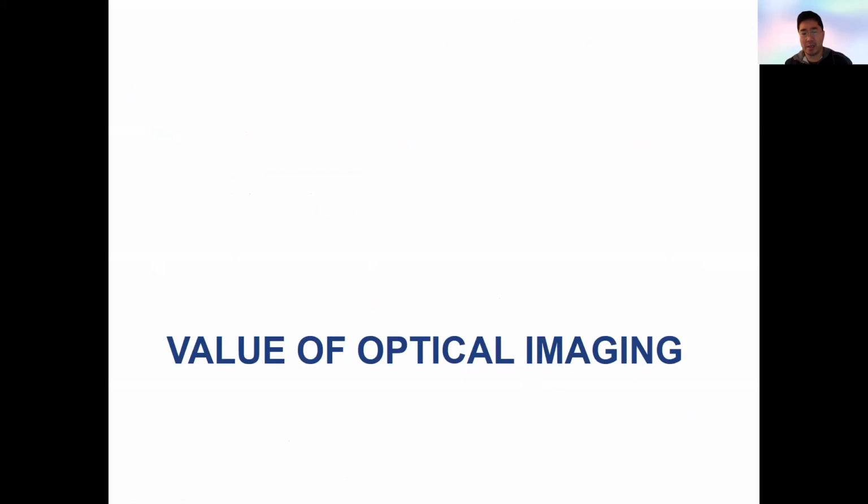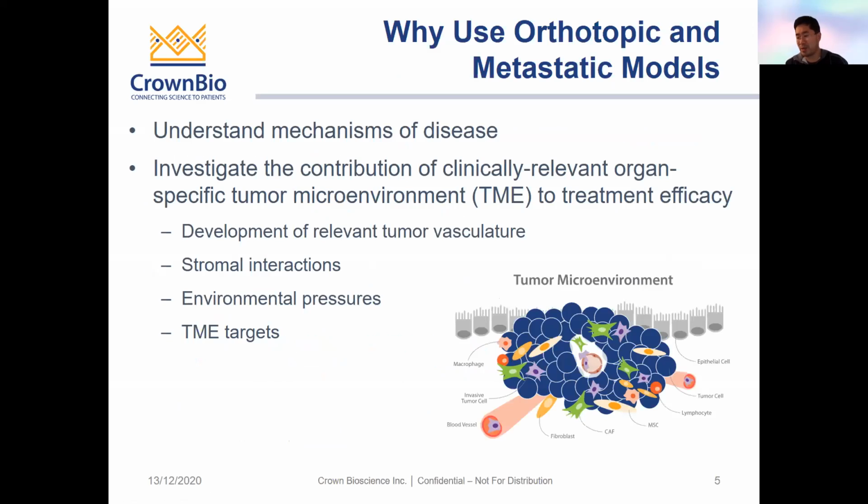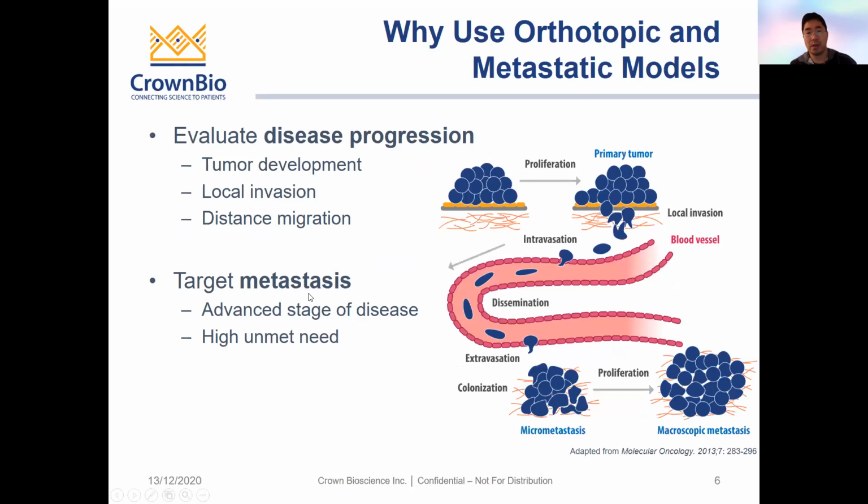Using optical imaging, the scientists within Crown have developed quite a few clinically relevant models, mainly including orthotopic and metastatic models. This type of models allows us to better understand the mechanisms of disease, and helps us investigate the contribution of clinically relevant organ-specific tumor microenvironment to treatment efficacy. It also allows us to better understand things like vasculature, stromal interaction, and environmental pressure on tumor.